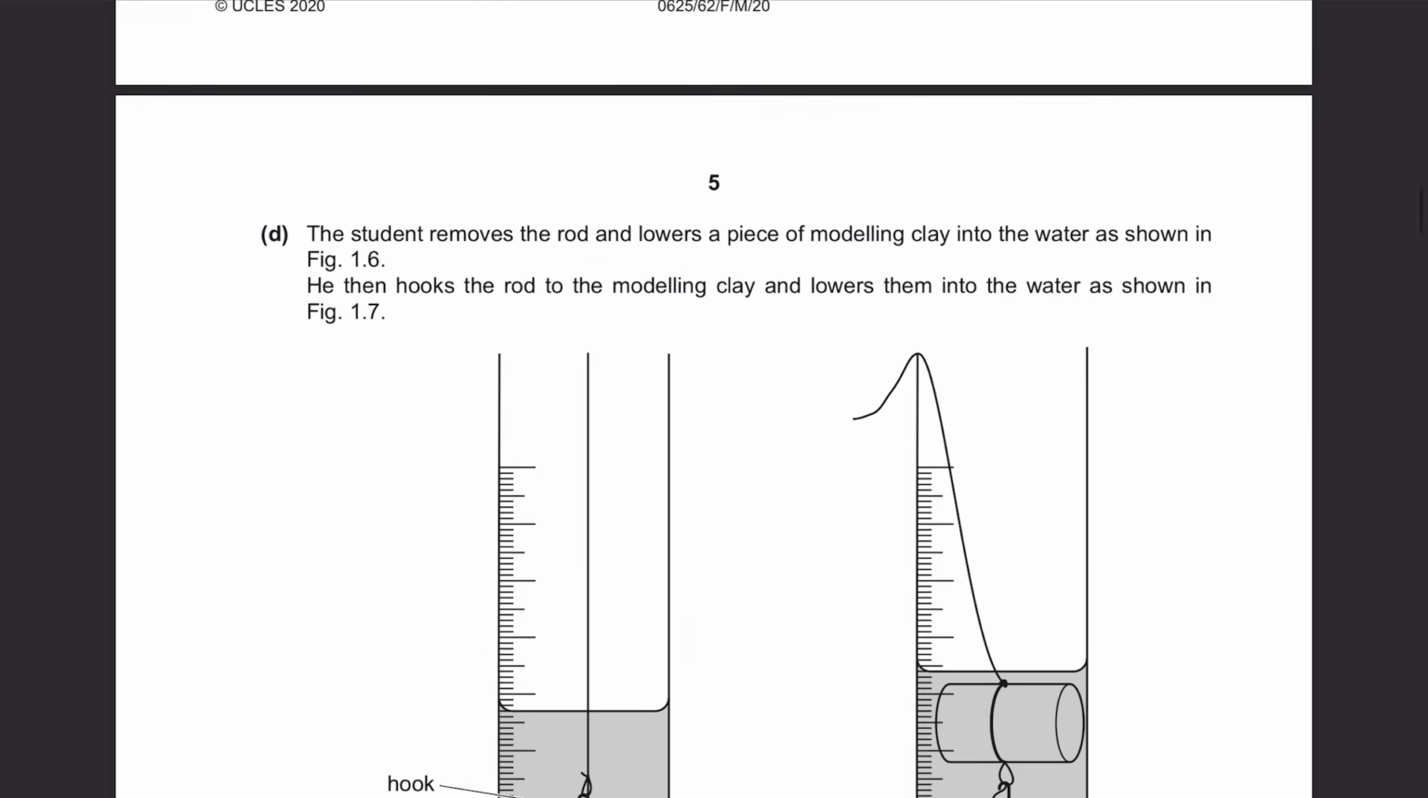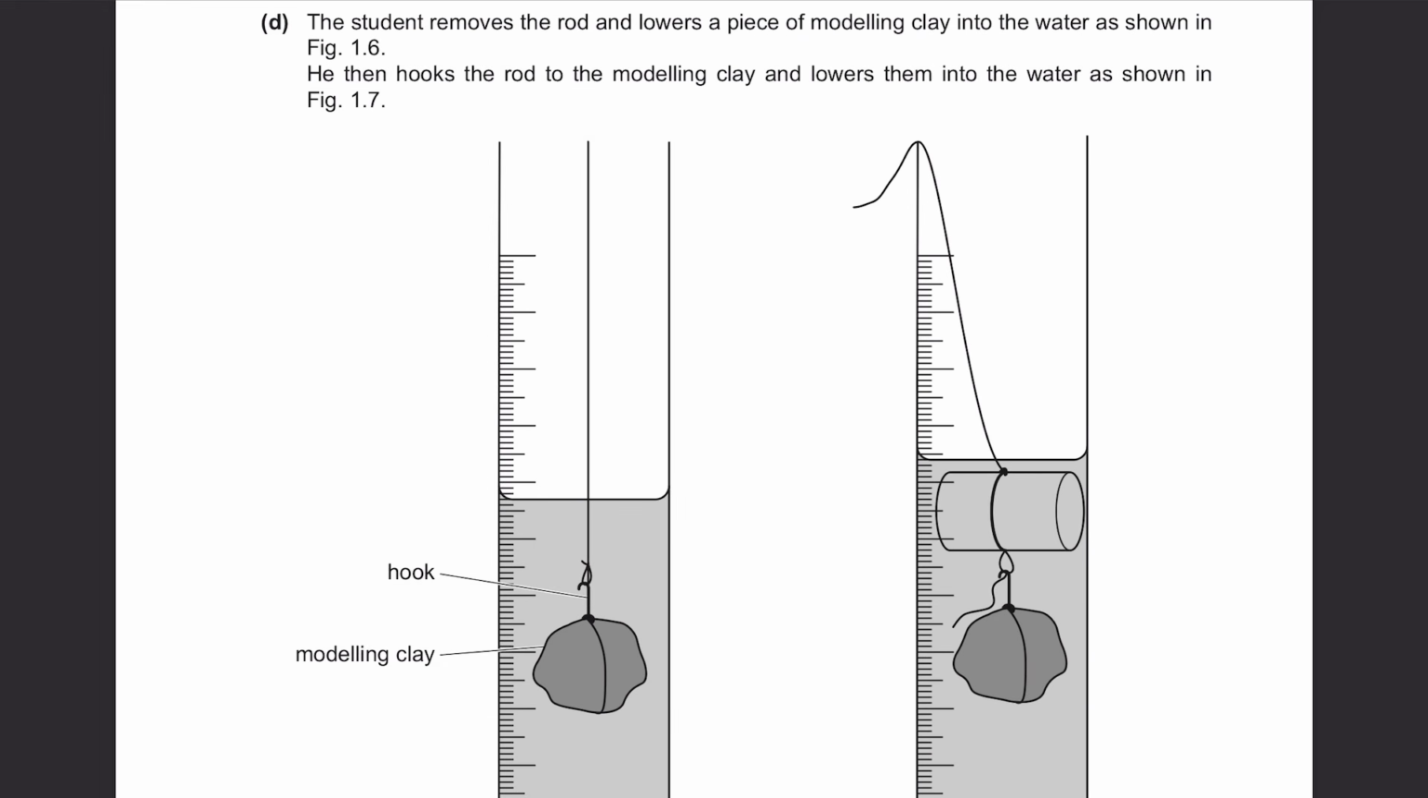Part D. The student removes the rod and lowers a piece of modeling clay into the water as shown in figure 1.6. He then hooks the rod to the modeling clay and lowers them into the water as shown in figure 1.7.